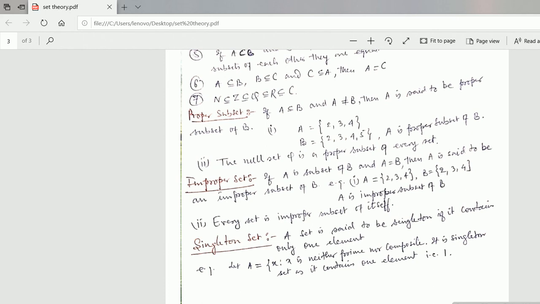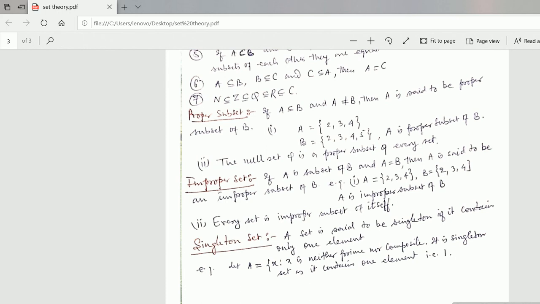Now, what is a singleton set? A set is said to be singleton if it contains only one element. That is, in any set, if there is only one element, you can say it is a singleton set. Now, how will you give an example? Let A equal {x such that x is neither prime nor composite}. It is a singleton set as it contains only one element, and that is 1. So the set has the element 1. So this one is a singleton set.